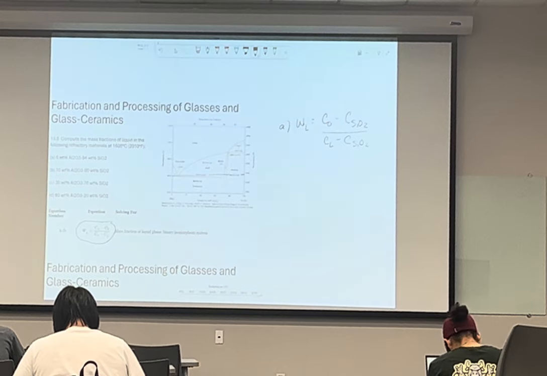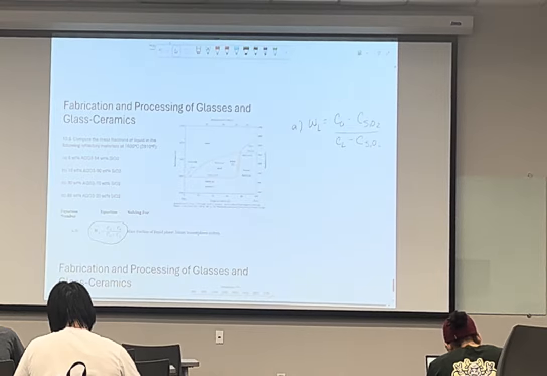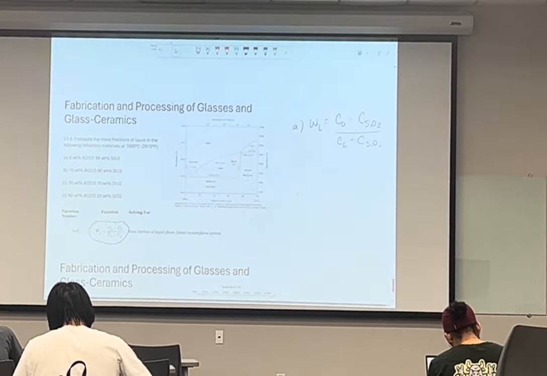Oh, wait a minute. Yeah, so I guess you do need the phase diagram. I wonder if they actually give the hyperlink to the phase diagram in your homework. Okay, so to figure out the mass fraction at that temperature for part A, we need to create a tie line across the SiO2 liquid phase at that temperature.